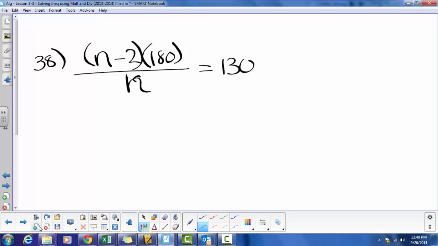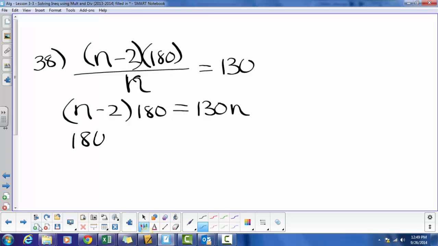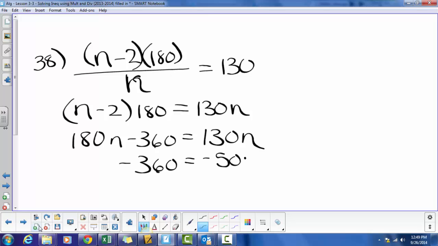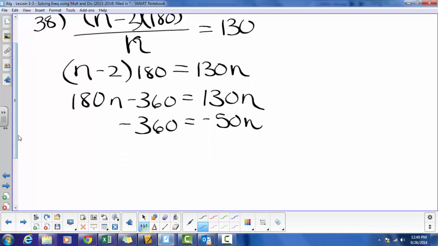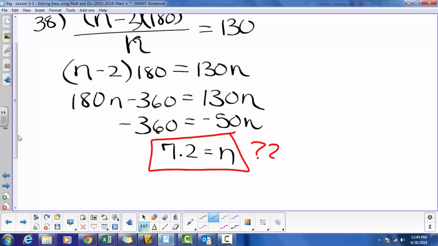Well, let's solve that. If I multiply both sides by n, I get (n minus 2) times 180 equals 130n. If I distribute that 180, I have 180n minus 360 equals 130n. I subtract 180n from both sides, negative 360 equals negative 50n. I divide both sides by negative 50, and I come up with 7.2 equals n. Now, are you able to have a polygon with 7.2 sides? No, you cannot.